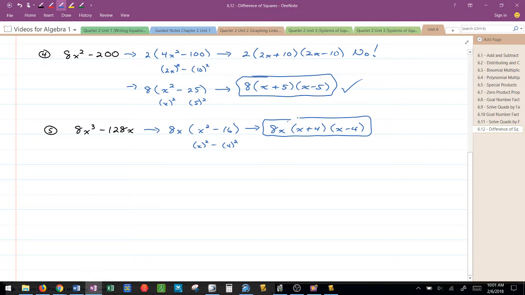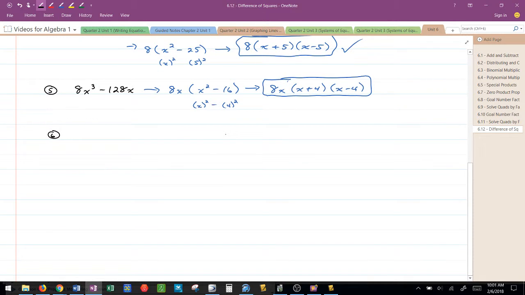Could I have done a GCF of 2 there? Yes, but it would not have been the simplest factorization. This is the simplest. All right, and the last one here. What if I give you a polynomial like this? 3x to the 4th plus 6x cubed minus 3x squared minus 6x.